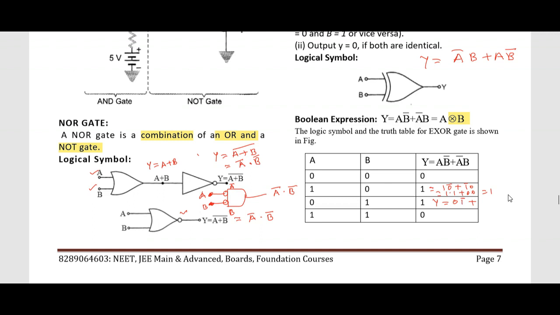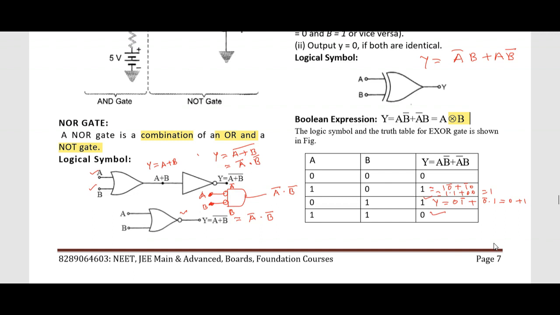Plus, now, in the second case, A bar is 0 bar, 0 bar into 1. And this will come out to be 0 plus 1. So this is 1 here. And if both of them are 1, then it will become 0. Now you should check it yourself.